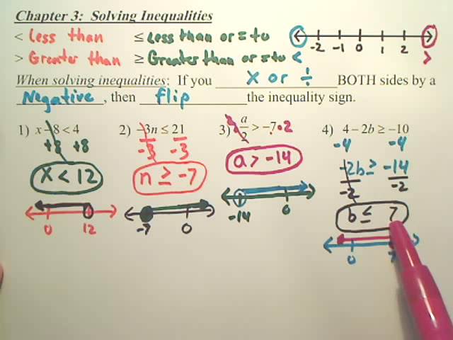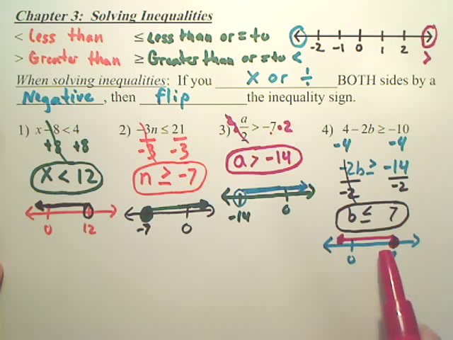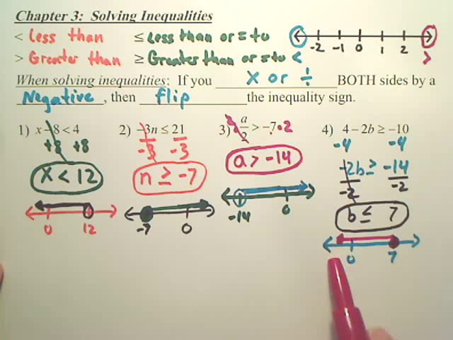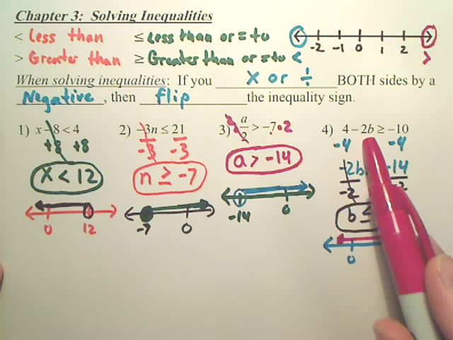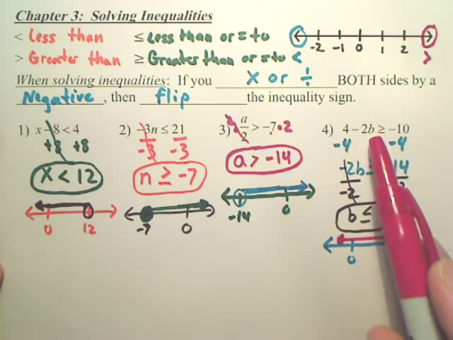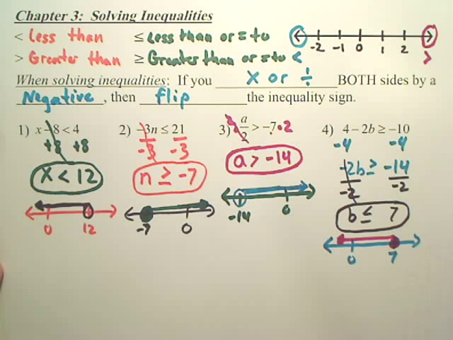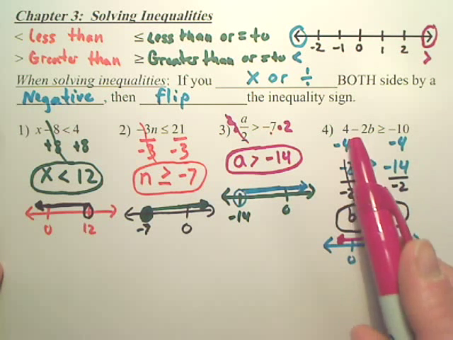Again, what this answer means is any number I shaded, meaning 6, 5, 4, 3, 2, 1, negative 20, negative a million, all those answers, if I plug them in for b, it'll make the statement true. Anything to the right over here, 8, 9, 10, 11, 12, those would make this statement false.